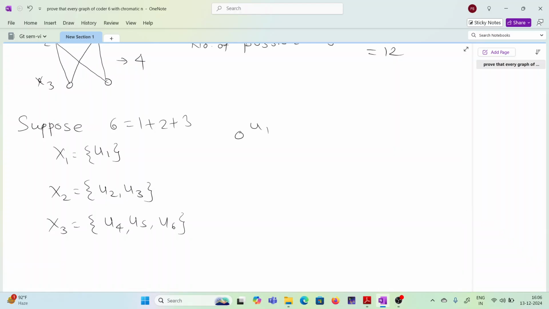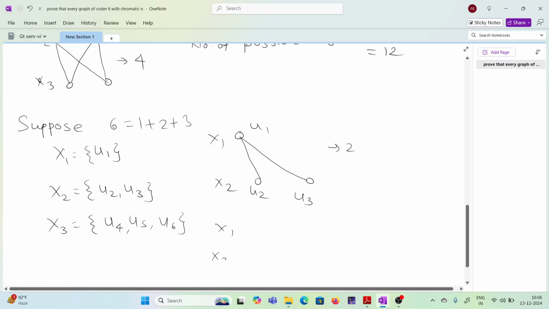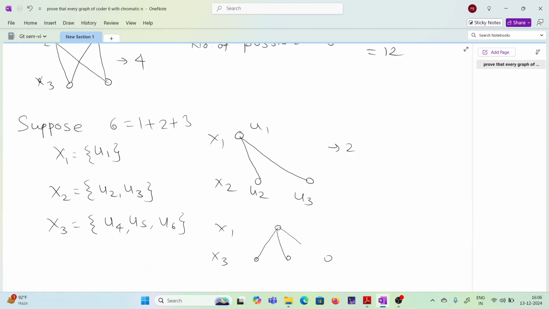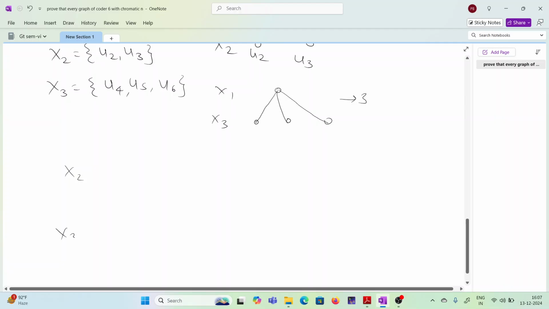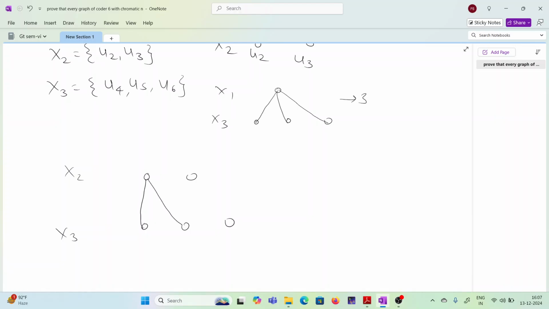Suppose this is u1, we are counting the number of edges between x1 and x2. This is u2 and u3. So in this case, when counting the number of edges between x1 and x2, there are two possibilities. While counting the number of edges between x1 and x3, we get three possible edges. Now let us count the number of edges between x2 and x3. x2 has two vertices, x3 has three vertices. So the possible number of edges are 1, 2, 3, 4, 5 and 6.